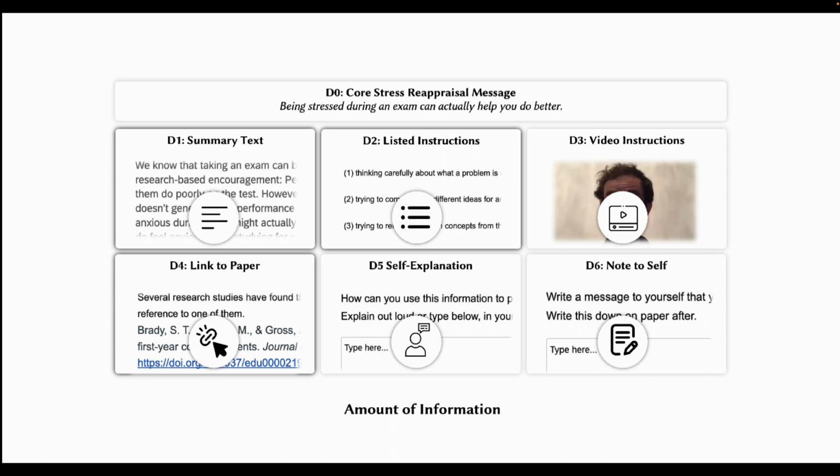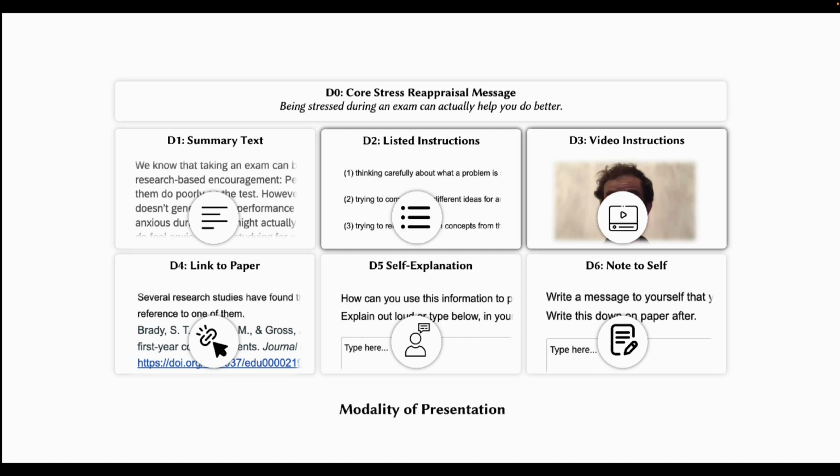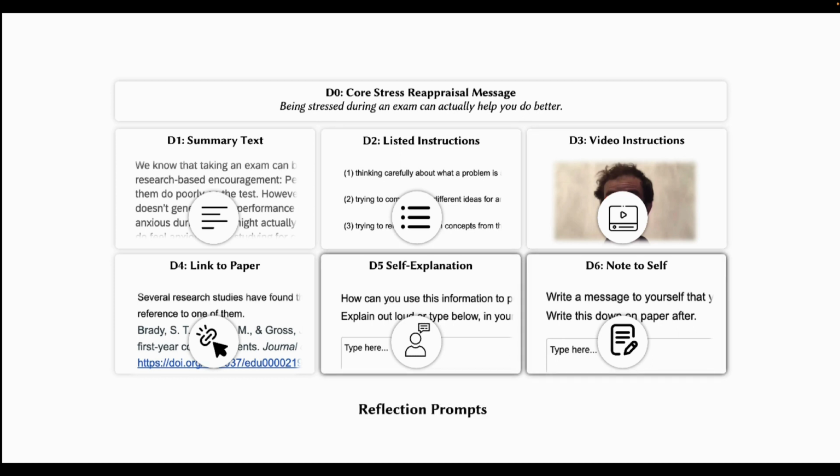1. The amount of information and explanatory text to balance the trade-off between limited attention and visual clutter against the degree of elaboration on how stress can be helpful. 2. The modality of presentation to understand how representing the same content as text versus video influenced student perception and engagement levels. And 3. The potential value of reflection prompts for students to think aloud and type notes that focused on how their future selves could actually use the information during their next exam.